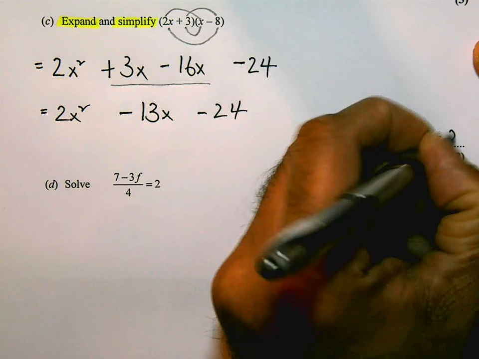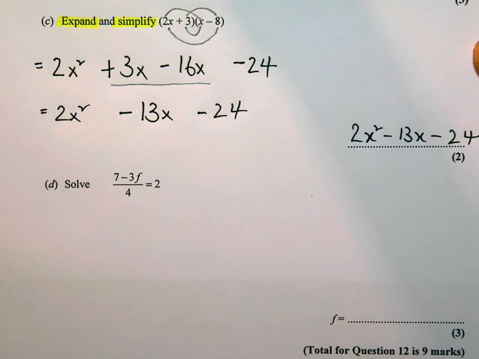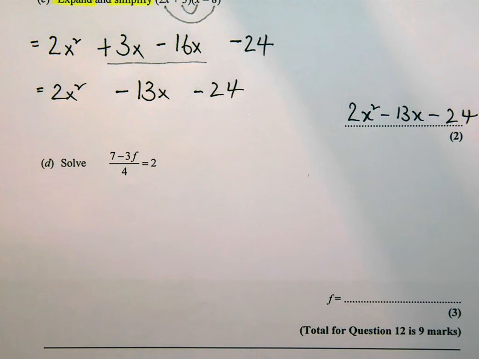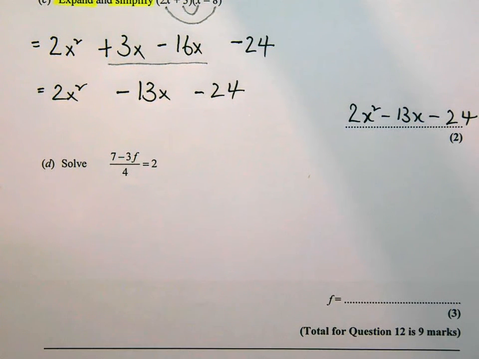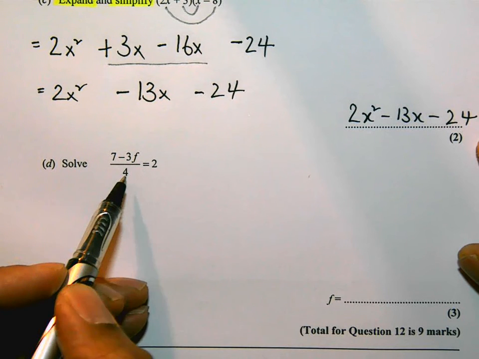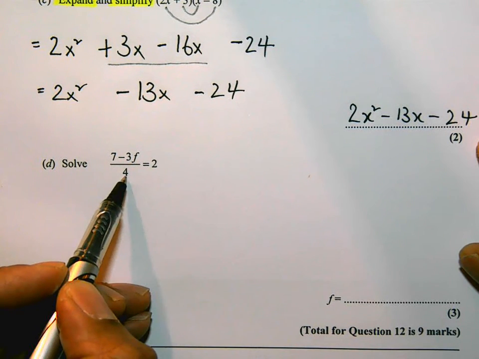Okay, part D is a question which requires me to solve this expression. And it's a bit of a tricky one, right? It looks complicated, but if you understand how to use the balance method, you should be able to do it, and you should be able to get all the marks in there. So what I have here is 7 minus 3f, all of that divided by 4, and that gives me 2. I need to get rid of that 4 first of all. Dividing by 4 is the last thing I do as I read through it.